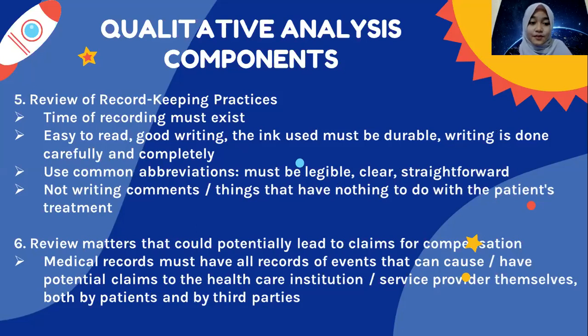6. Review methods that could potentially lead to claims for compensation. Medical record must have a record of events that can cause or have potential claims to the healthcare institution or service provider themselves, but by patient and by third parties.